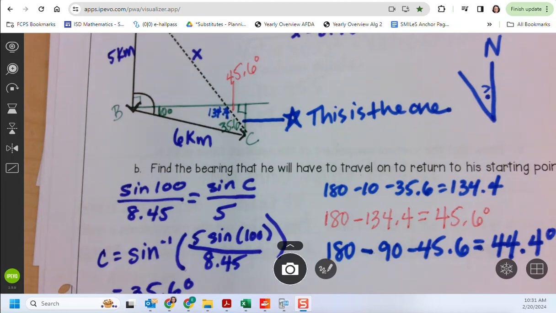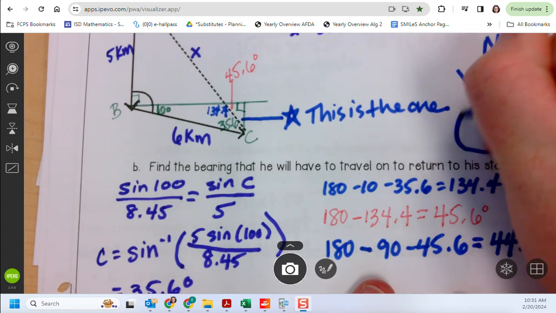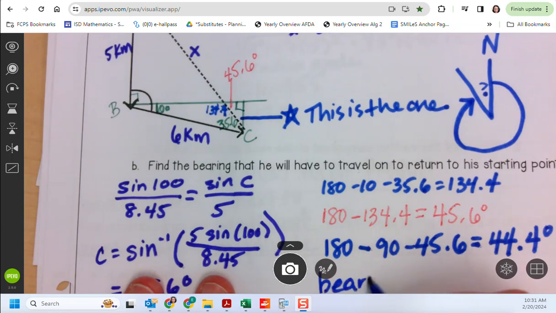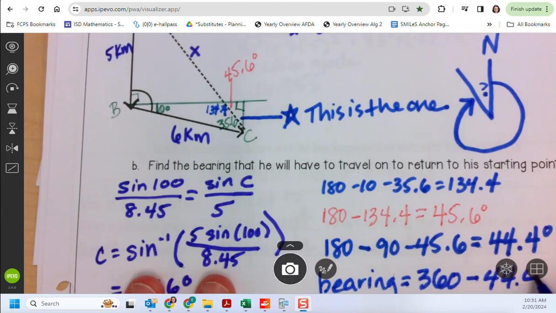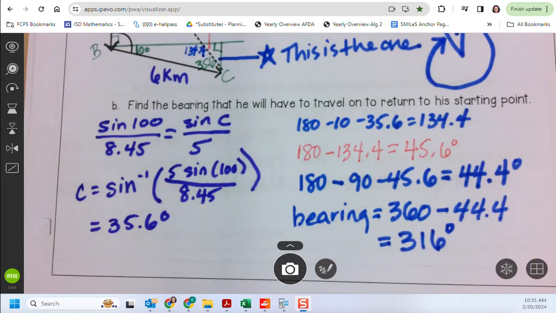But remember that when you do your bearing, it's from the north going clockwise. So basically I have to subtract that angle from 360 now. And I'll finally have my bearing. Now we're going to go to the 3 sig figs. So I think it was 315.6, so I'm getting 316 as my 3 sig figs. I'm going to pause there. Oh, you can't even see that last part. There you go.